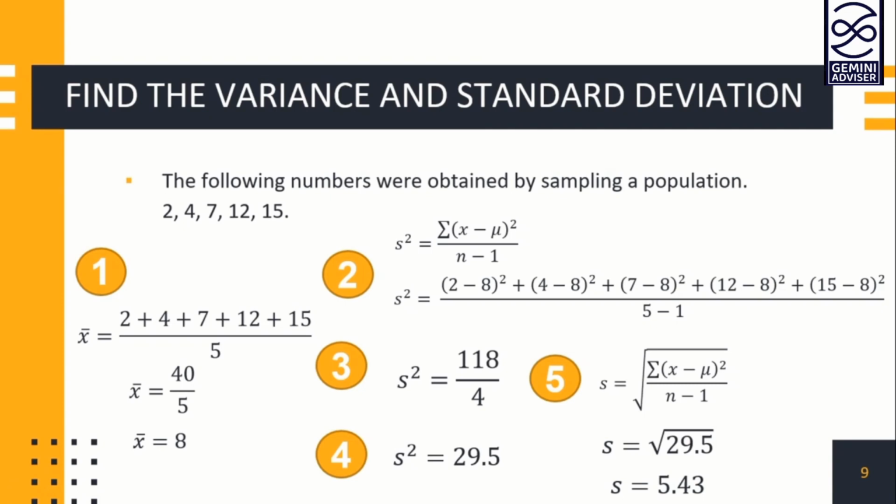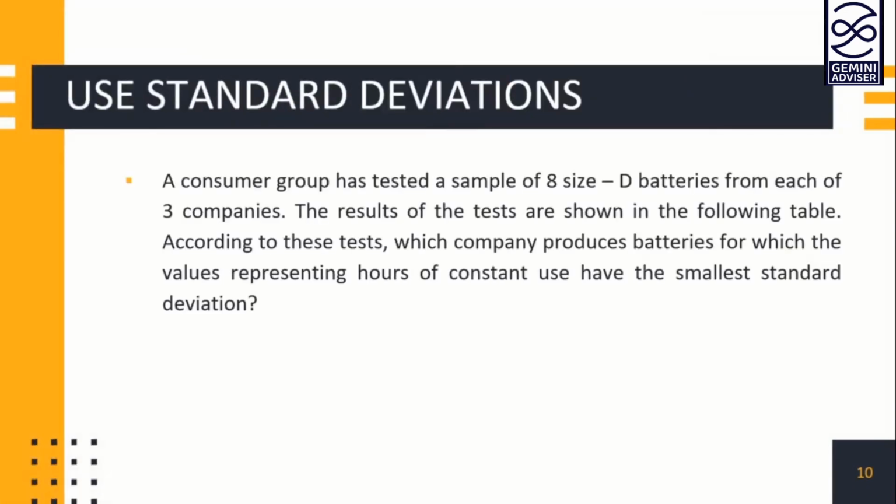So, una, kunin nyo muna yung mean value nyo. And then, titingnan nyo yung given problem kung population or sample. And then, you can decide what formula you are going to use. Since sa problem na to, sample yung given na data set, therefore, ito yung ginamit nating formula. Okay? And after that, pagkakuha ng variance, kunin nyo lang yung square root ng variance nyo, and then, that is your standard deviation.